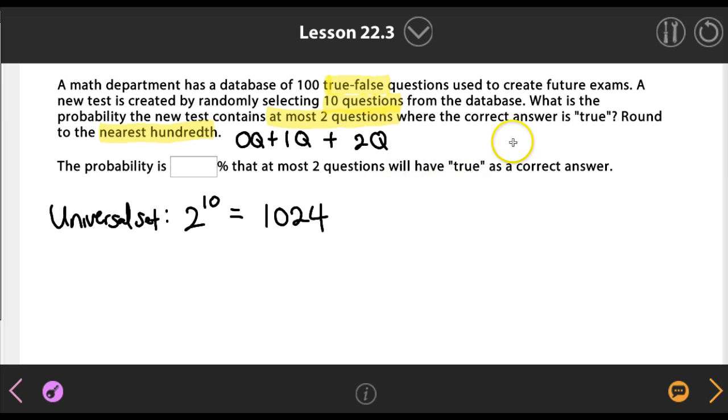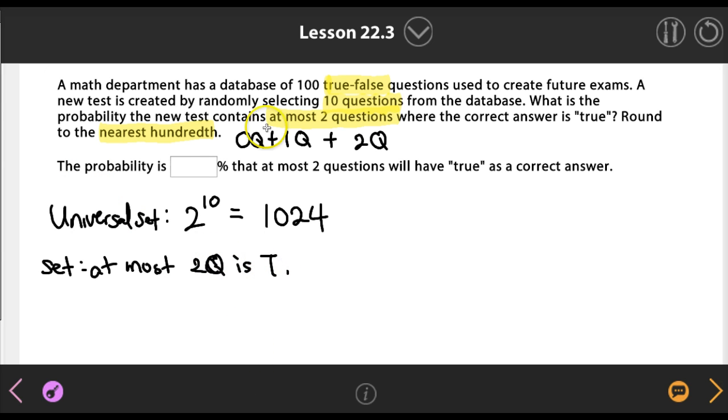Okay, so now we're going to the probability where the new test contains at most 2 questions where the answer is true, as we already talked about. That means 0 questions where the answer is true, or 1 or 2 where the correct answer is true. So let's go ahead and do that. We're looking for the set where at most 2 questions are true.